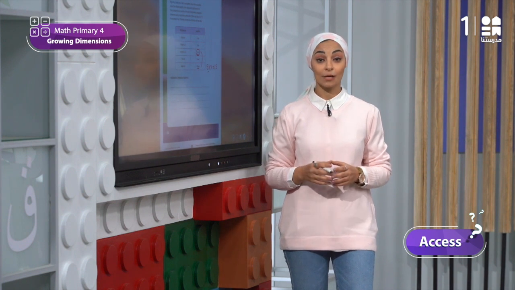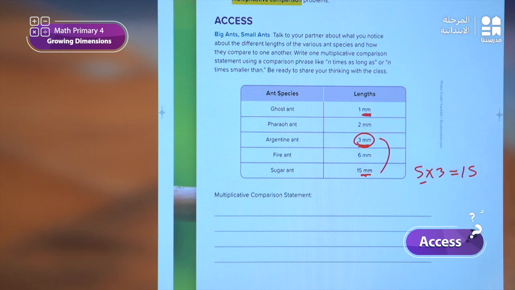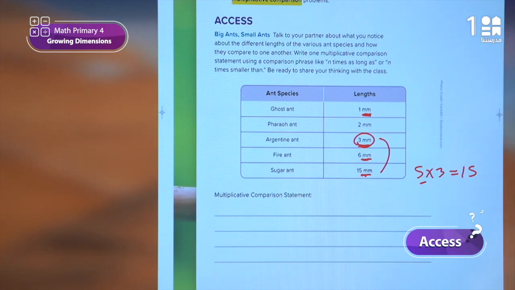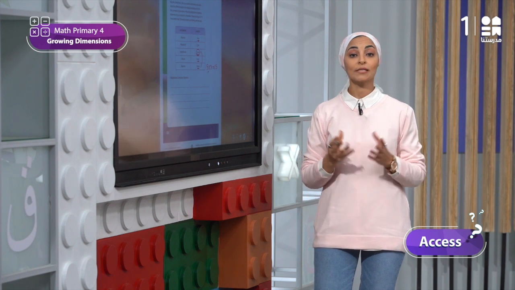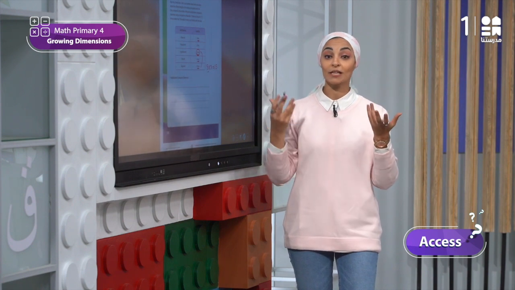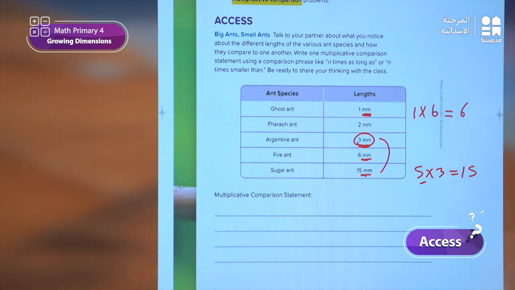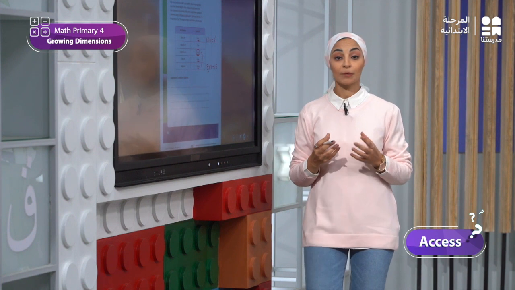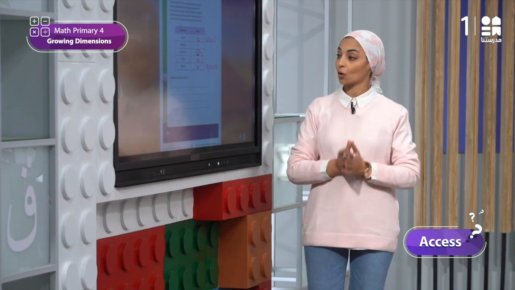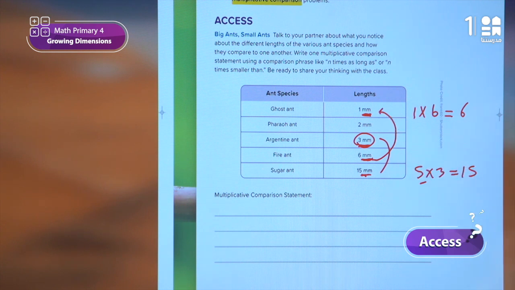We can say, for example, that the length of the ghost ant is 1 millimeter. As you see here, the ghost ant length بتاعه 1 millimeter. وال length of fire ant is 6 millimeter. ال fire ant 6 millimeter. تعالوا نعمل كده compare in the same way. What is the number that is multiplied by 1 عشان تديني 6؟ هسأل نفسي 1 times what gives me 6؟ Yes, 1 times 6 gives me 6. طب ده معناه ايه؟ ده معناه when we compare between them, I can say that the fire ant is 6 times longer than the ghost ant. The fire ant 6 times longer than the ghost ant.